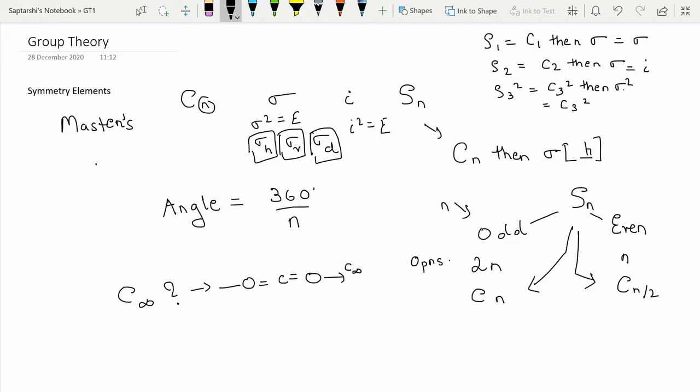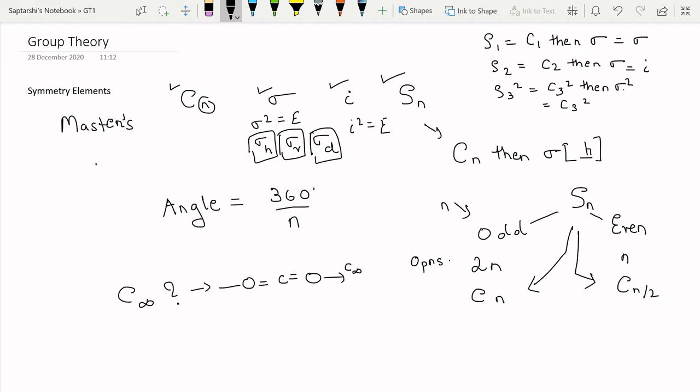In group theory, we have the symmetry elements: Cn, which is the proper axis of rotation; sigma, reflection; I for inversion; and Sn for the improper axis of rotation. Rotation, as you know, means it rotates the molecule. We won't get into the details, just the basics to brush you up if you have forgotten these things.